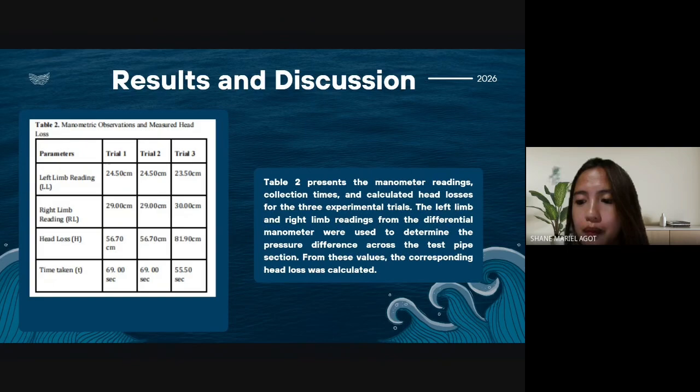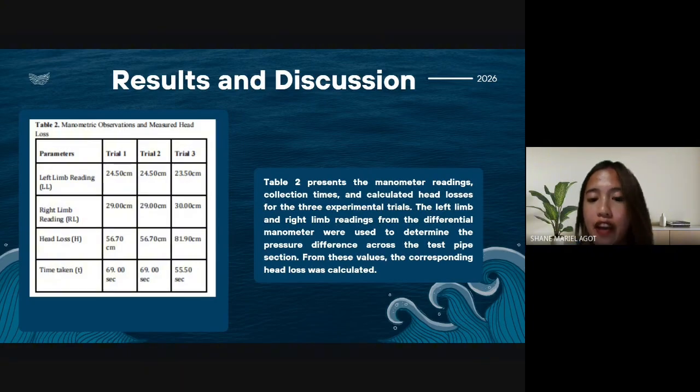So the left limb and right limb readings from the differential manometer were used to determine the pressure difference across the pipe section. From these values, the corresponding head loss was calculated. For trials 1 and 2, the manometer readings were identical. The left limb reading was 24.50 centimeters, while the right limb reading was 29 centimeters. This reading resulted in the same calculated head loss, which is 56.70 centimeters.